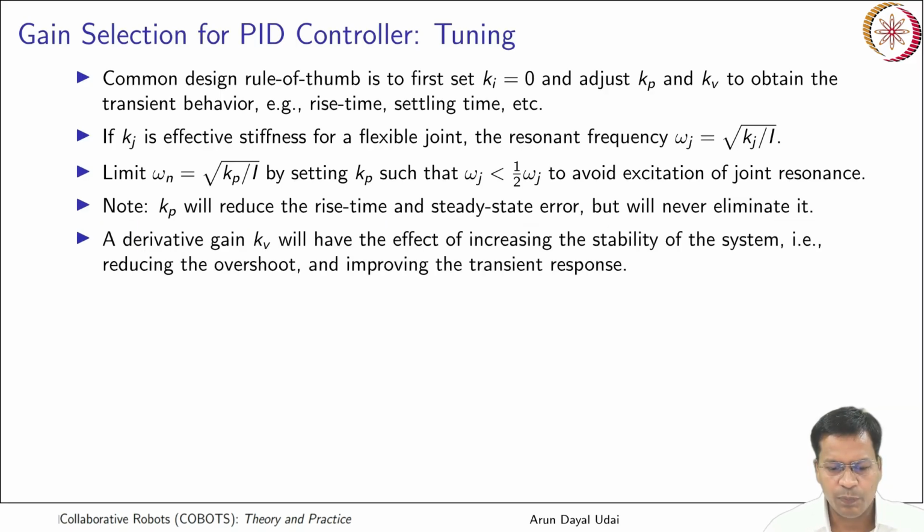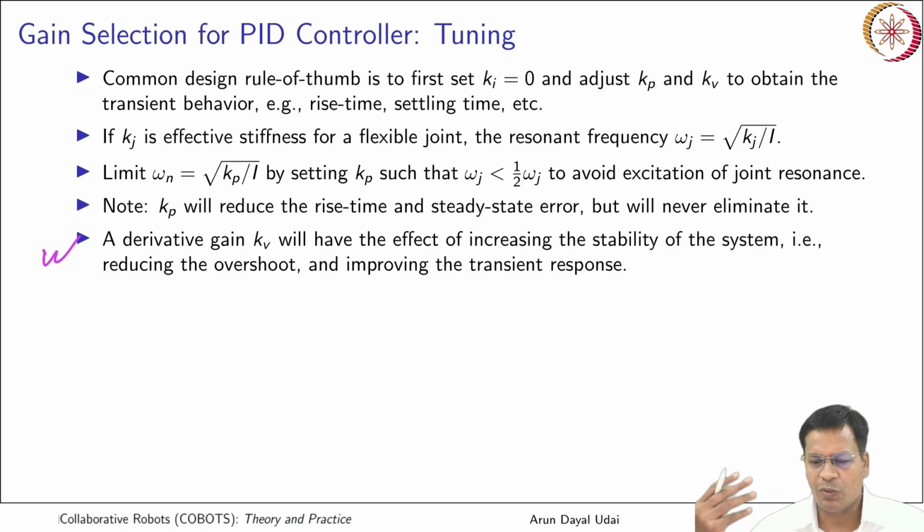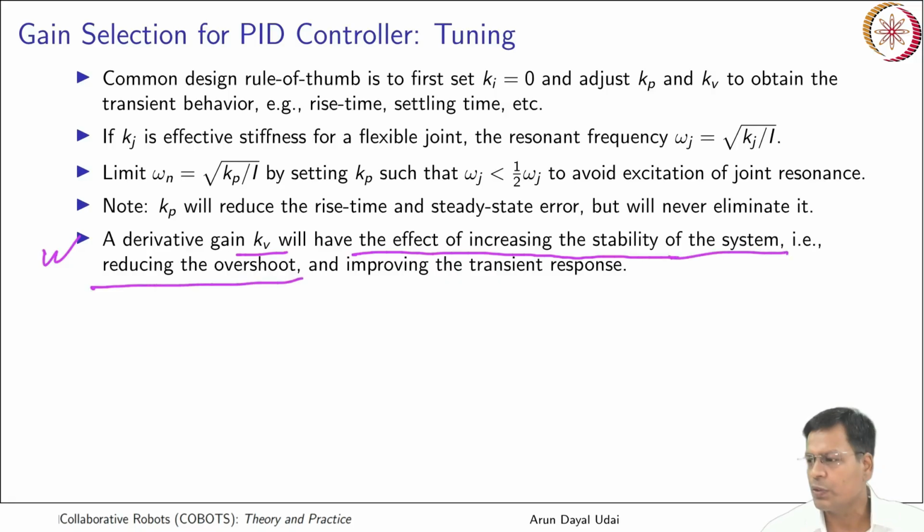So now what you should do is introduce a derivative gain. It is not always true that Kp is not going to take you to a very good system. If your system is naturally damped to a very high value, then even just having a Kp is good enough, but you rarely see such a system. The derivative gain Kv will have the effect of increasing the stability of your system, that is, reducing the overshoot. You have seen it in the earlier example also, and it improves the transient response also.